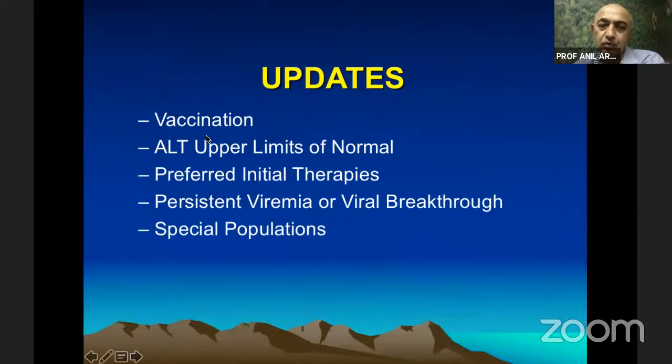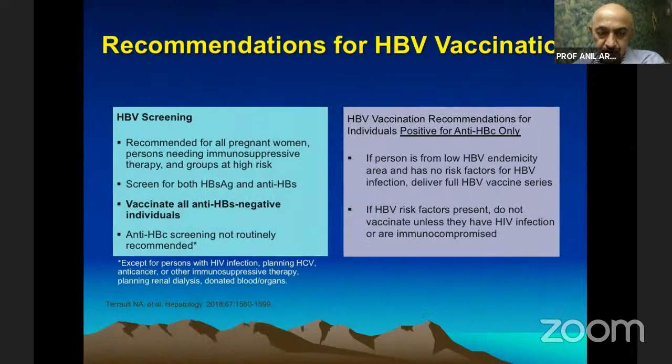Three things are important, four things are important: vaccination status, ALT, the definition, and what the preferred initial therapies are for patients who have chronic hepatitis B virus infection. Mind you, all the antiviral therapies we are talking about today have to be given only to patients who have chronic infection. That means patients who are carrying the virus in the blood for at least 6 months. And then you have special populations of infections who need treatment.